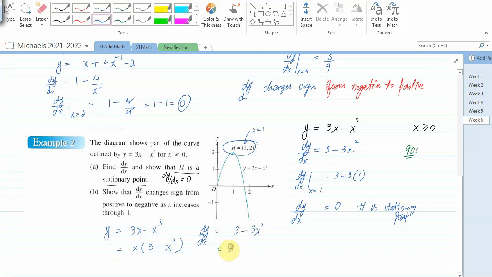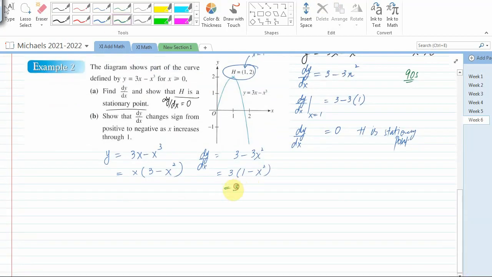If I take 3 common here, it will be 1 minus x square, and that is your identity of a square minus b square. So I can say that it's 3 times (1 minus x) times (1 plus x), right? As x increases through 1, my gradient shows the change from positive to negative. That means if x is 2, x is 3, x is 4, the answer will be negative, and you can observe it right here. The positive bracket will always be positive if you have higher values of x.